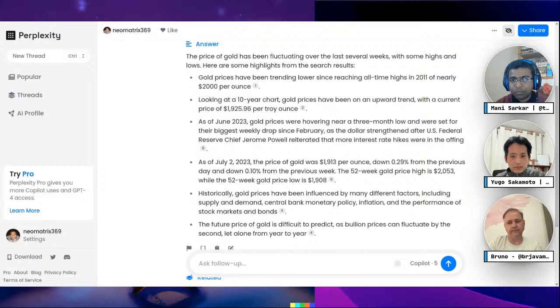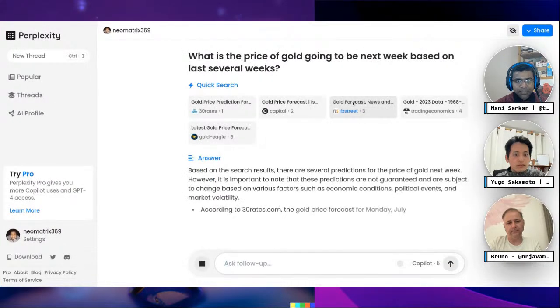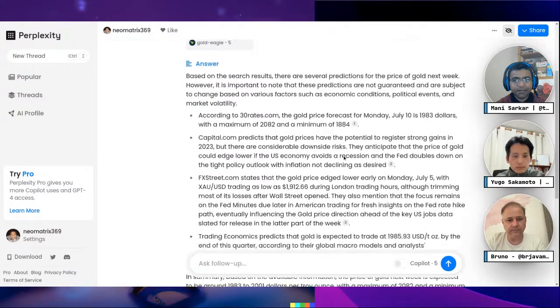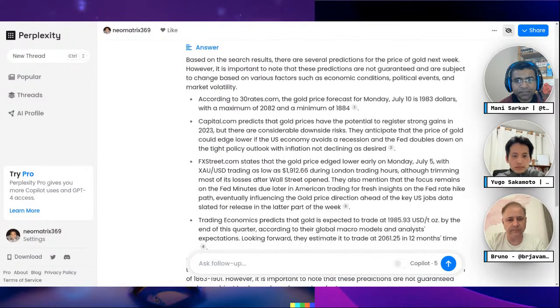So I'm going to open up a new page and I'm going to share that. So if you see this, this is my new question. What is the price of gold going to be next week based on last several weeks? So you see, the answer is also like a human-like answer, right? Or close to it. Based on the several predictions of gold price next week. However, it is important that these predictions are not guaranteed and are subject to change based on various factors such as economic conditions, political events, and market volatility.